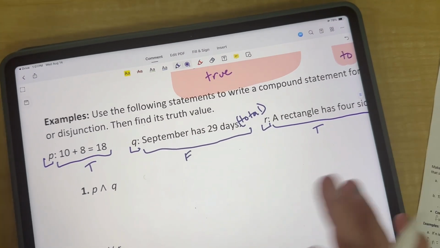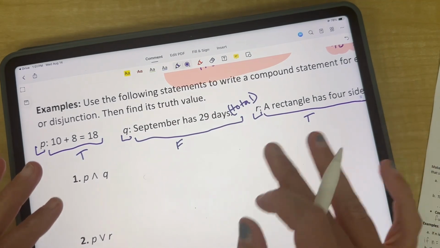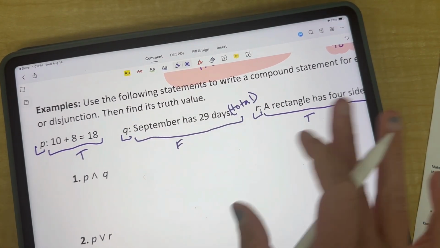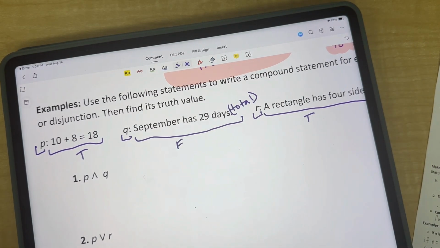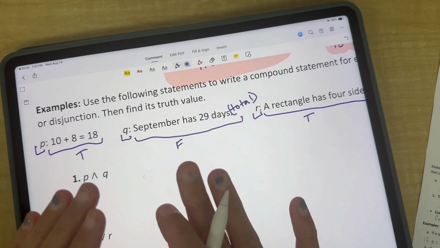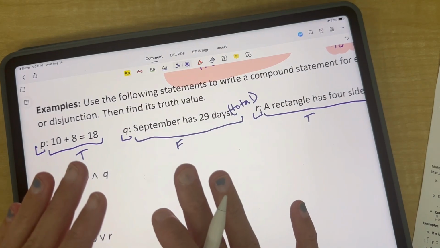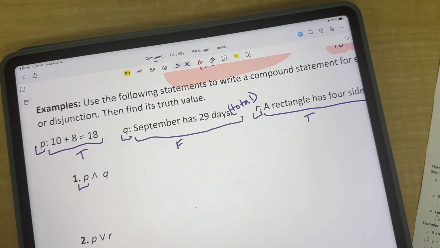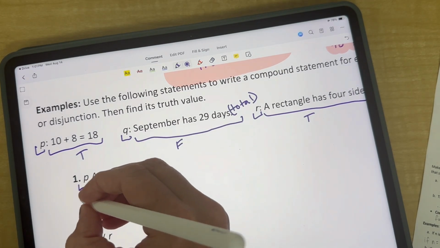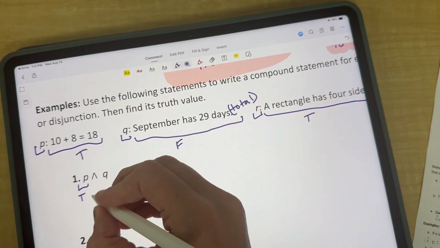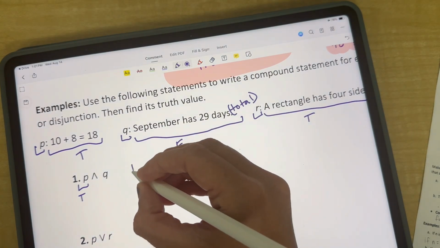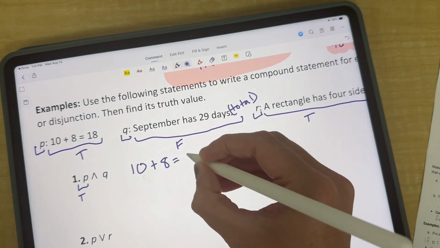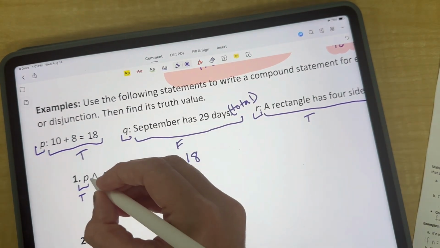So, write out the statements. On your homework, you are also going to be writing out all the statements. I do not want you guys to just write true or false. You will write out the statements, then do the true or false value at the end. So what is P? We know P is a true value. So you're going to write 10 plus 8 equals 18. What does this caret mean?